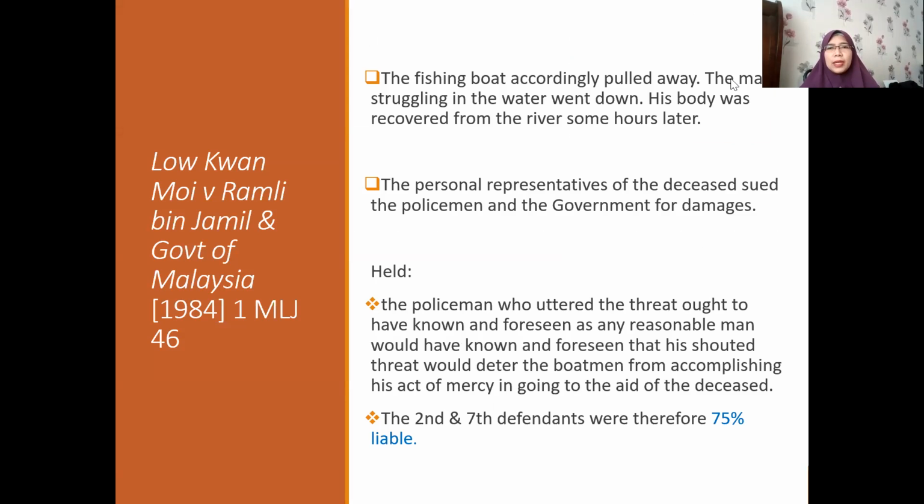So the fishing boat accordingly pulled away, and the man, struggling in the water, went down. Meaning that here he went down when he drowned. So his body was recovered from the river some hours later. So now, the personal representative of the deceased sued the policeman and government for damages, asking for compensation for the death, basically.